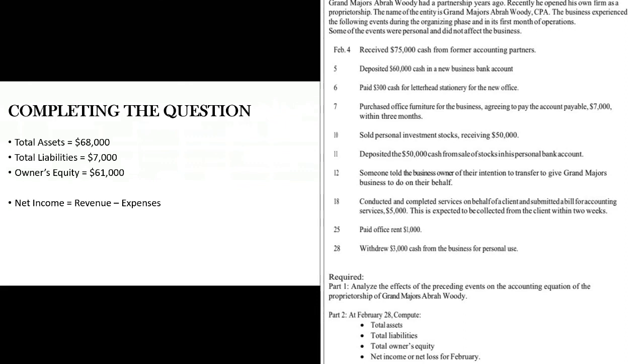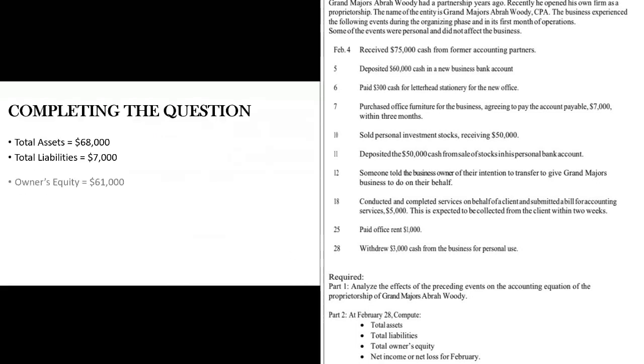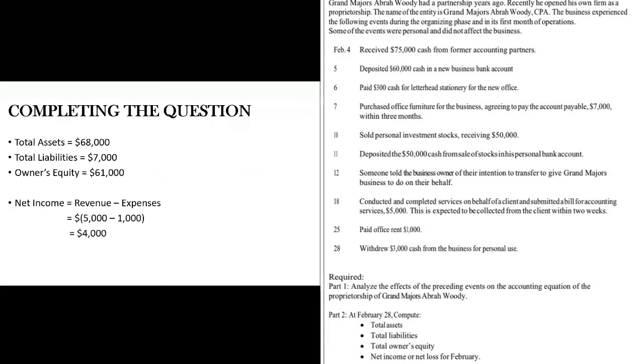Let's go back. So we look, it won't be our assets or liabilities. And remember, we noted what is included in our owner's equity? Investments, revenue, expenses, and withdrawals. So we're going to be finding our revenues and our expenses there. So we scroll down, we saw that the only revenue we had was service revenue of $5,000. The only expense we had was office rent expense of $1,000. So putting in those figures, we know that our net income or profit is $4,000. And that's the end of our question.